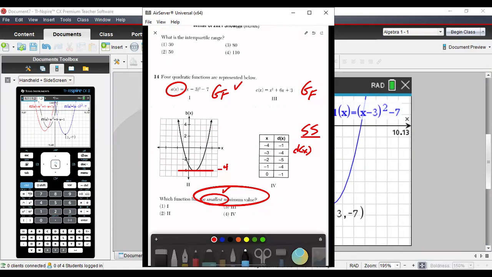So function, graph both of them, spreadsheet, make it into a function, and then graph that one too. All right, that's the key to getting these kinds of questions easily.